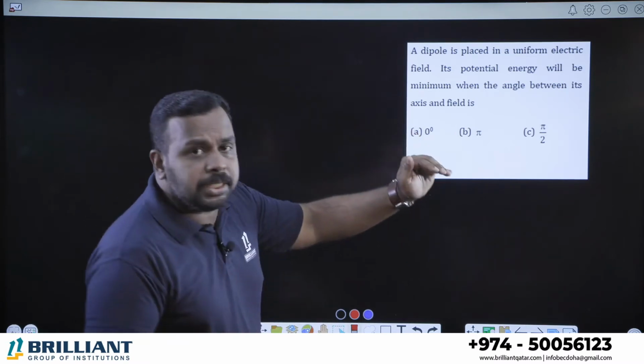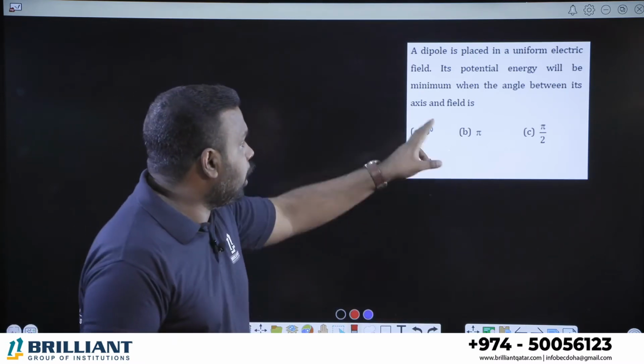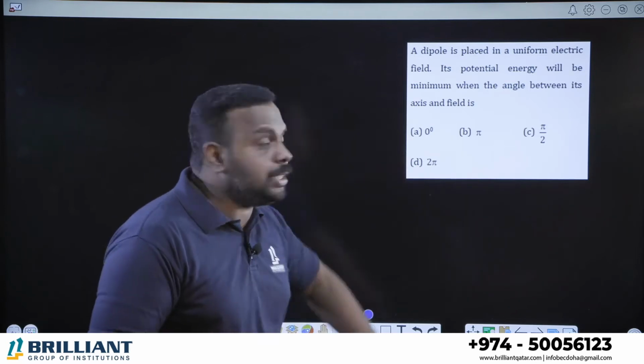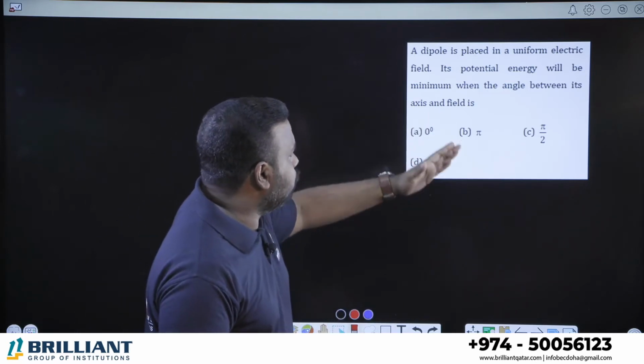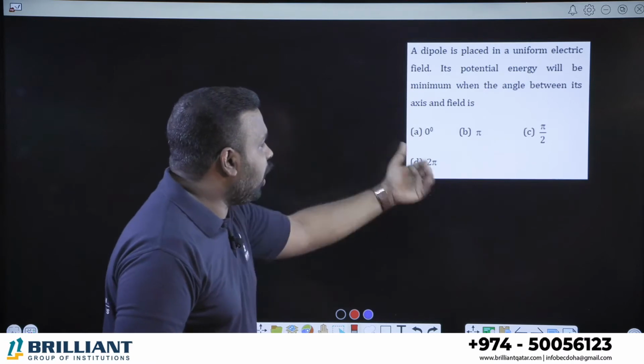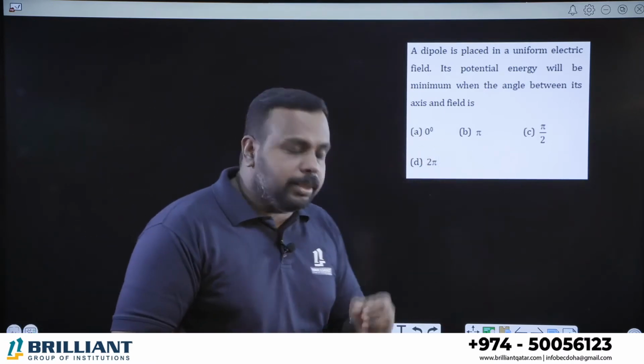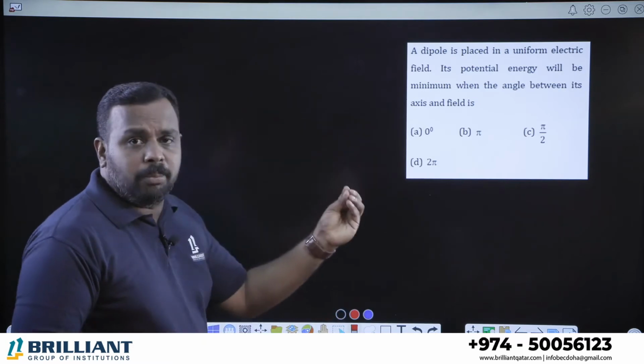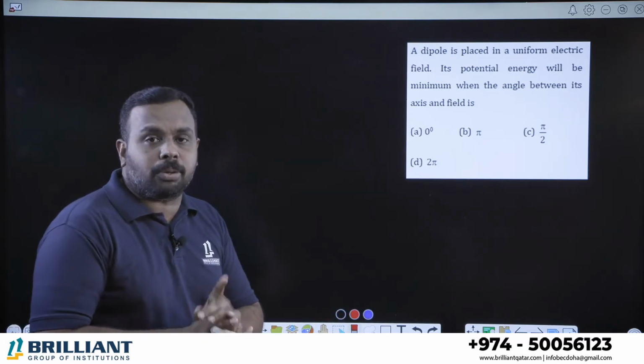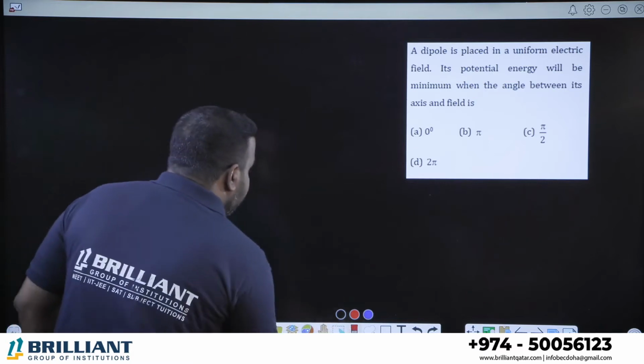Then its potential energy will be minimum at which orientation? That means when the angle between that dipole moment and the electric field is. Look at the options. It's 0, pi, pi by 2, 2 pi. Alright. So let's go to the formula. Let's go to the formula for potential energy. Listen all of you.